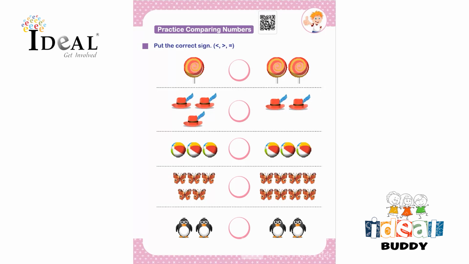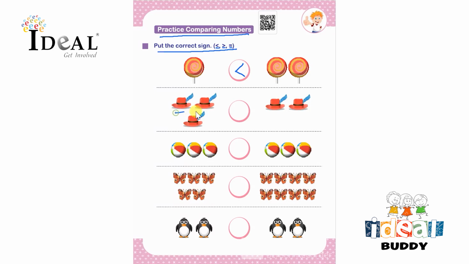Hello everyone. In this page, the child will practice comparing numbers. So here they have to put the correct sign, less than, greater than or equal to. Here there is 1 candy and here there are 2 candies. So the child will be using less than sign to compare the numbers. The mouth is open towards the 2 candies, as we can see over here. So you can also help the child to understand this way.